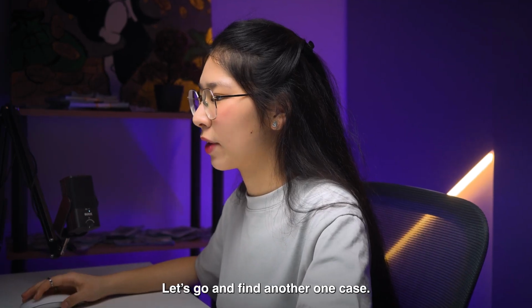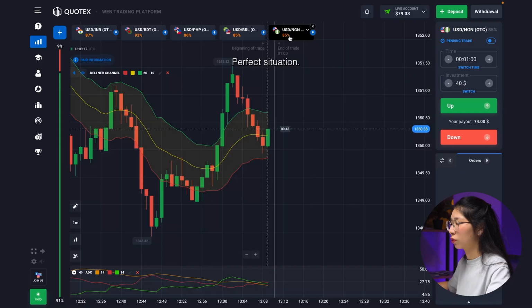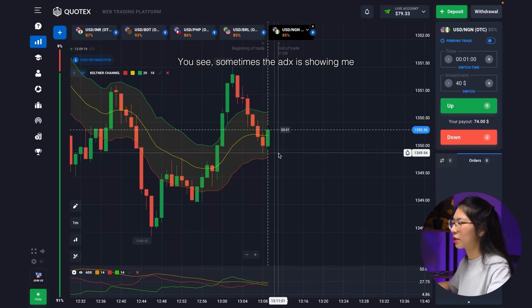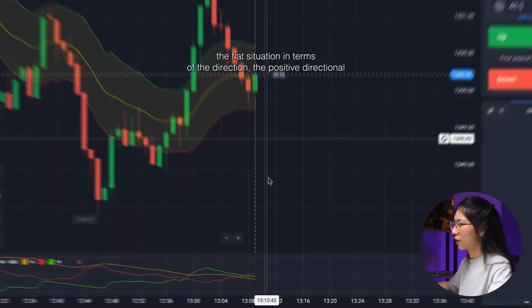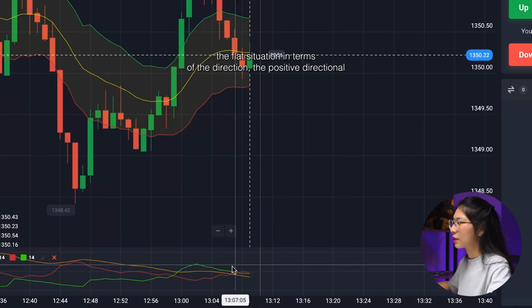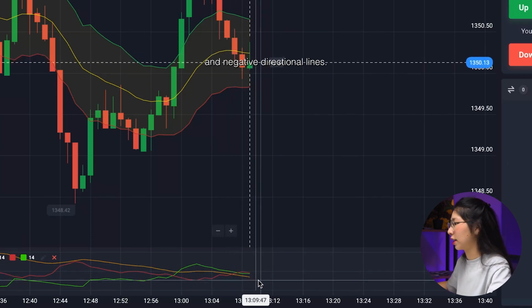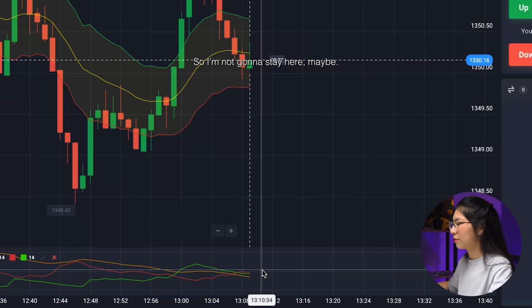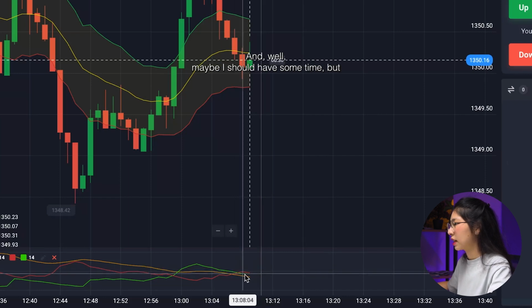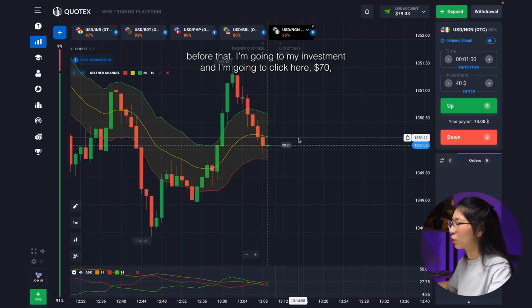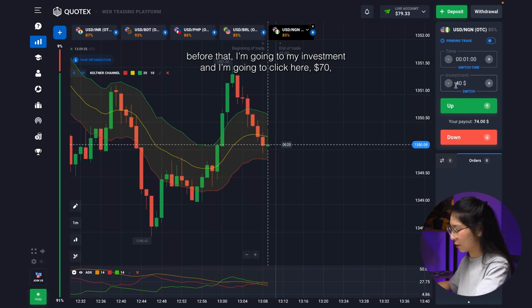And let's find another case. So, a good, perfect situation. You see sometimes the ADX is showing me a flat situation in terms of direction, the positive directional and negative directional lines. I'm not going to stay here maybe, and maybe I should have some time, but before that I'm going to my investment. I'm going to click here $70.